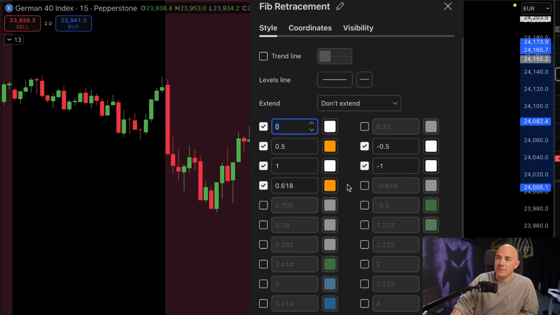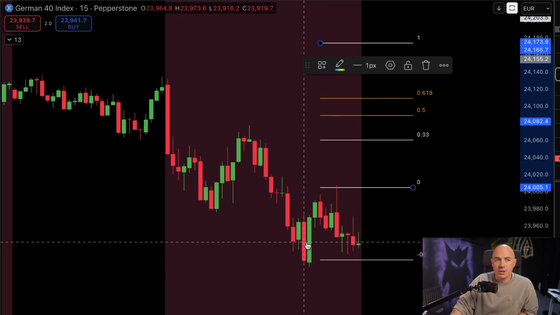My settings are as follows. These are the ones I stick with because they keep your charts the cleanest and they're the most useful. But because people have been asking, what I want you to do is add an extra one and give it the number 0.33. Then just click OK.